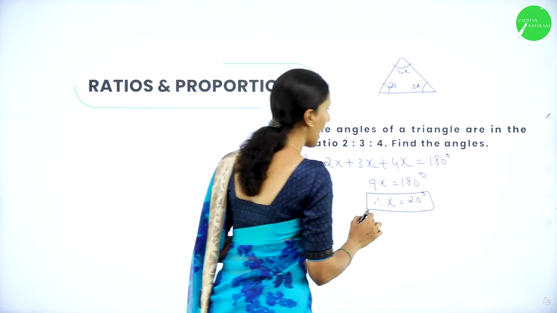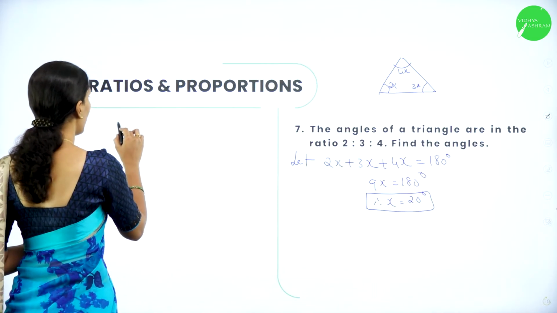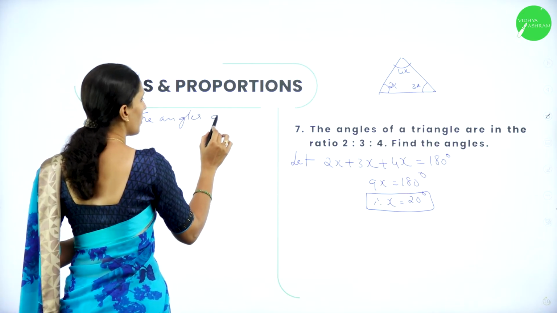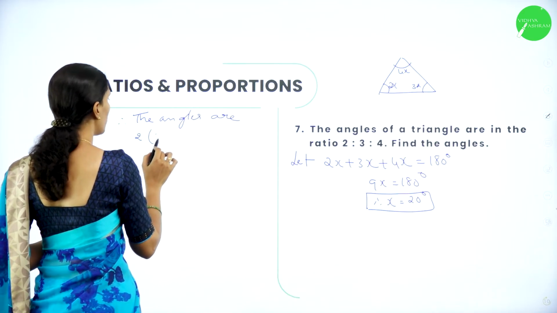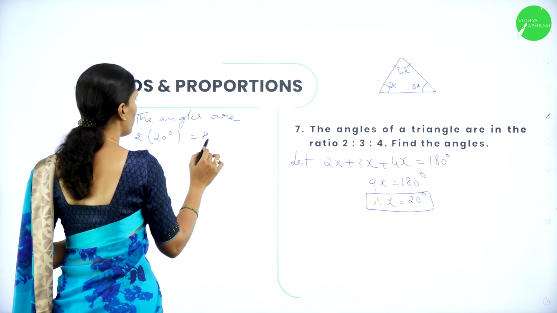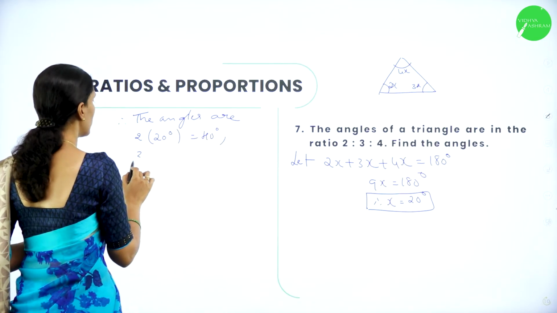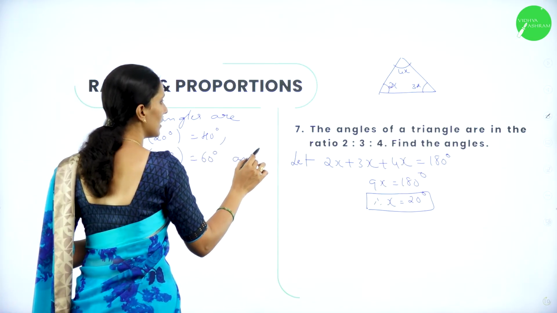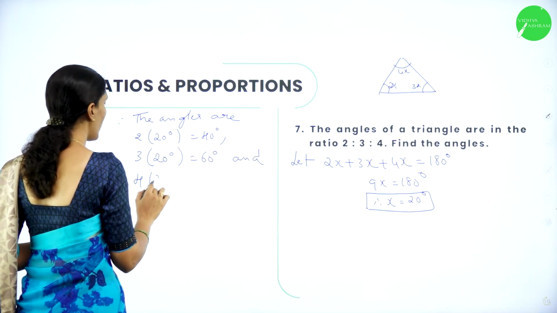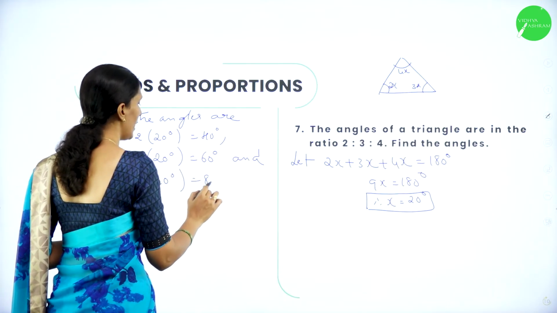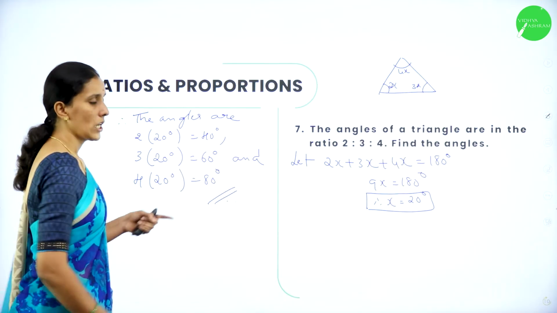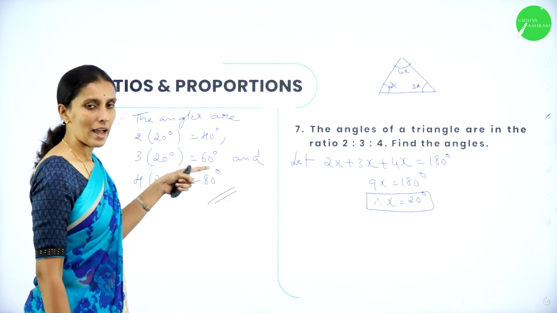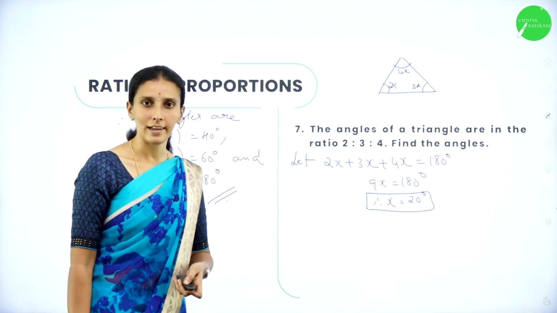So now let me find the angles. What are the angles? My first angle is 2 into 20, which is equal to 40 degrees. Next angle is 3 into 20, which is 60 degrees. And the third angle is 4 into 20, which is equal to 80 degrees. So how to verify? Just add these. You should get 180: 40, 60, 100, 180. So your answer is correct.